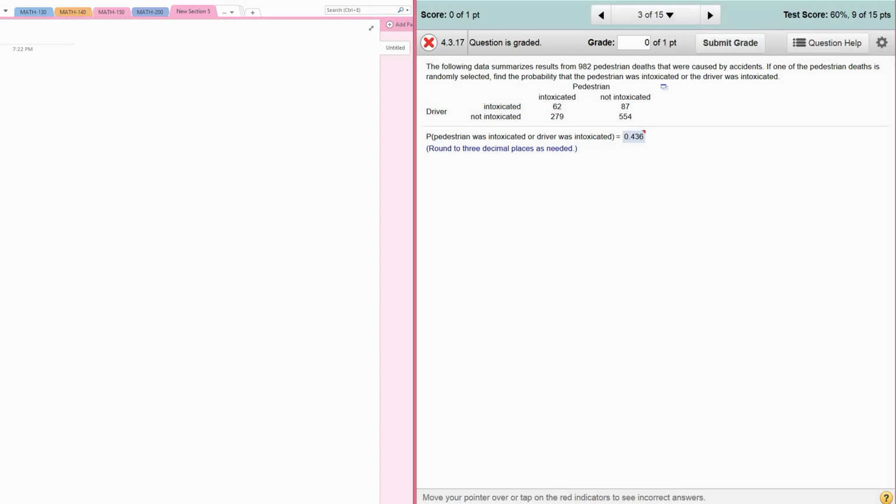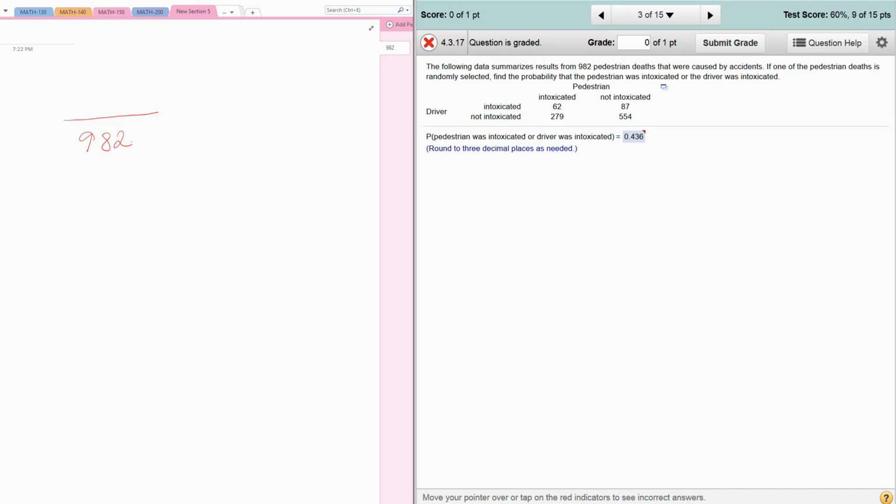It says the following data summarizes the results from 982 pedestrian deaths that were caused by accidents. If one of the pedestrian deaths is randomly selected, find the probability that the pedestrian was intoxicated or the driver was intoxicated. Now our total is going to be our denominator here. So our total will be 982.